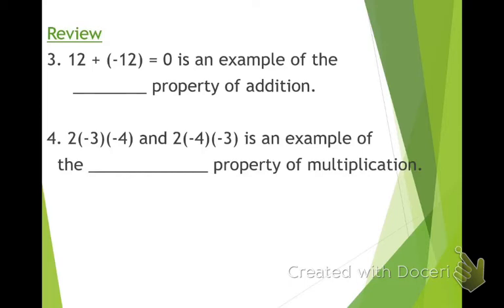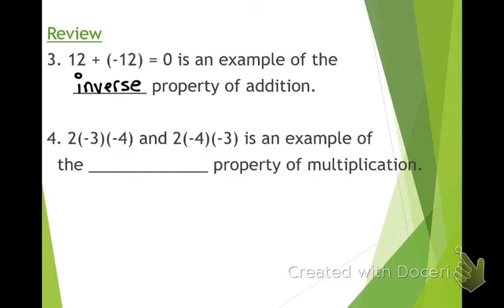Do you guys remember what that is called? It starts with an I. We talked about this a little bit in chapter 1. Another name for opposite. The word was inverse. Okay, this is the inverse property of addition, telling me that a number and its opposite will always equal 0.